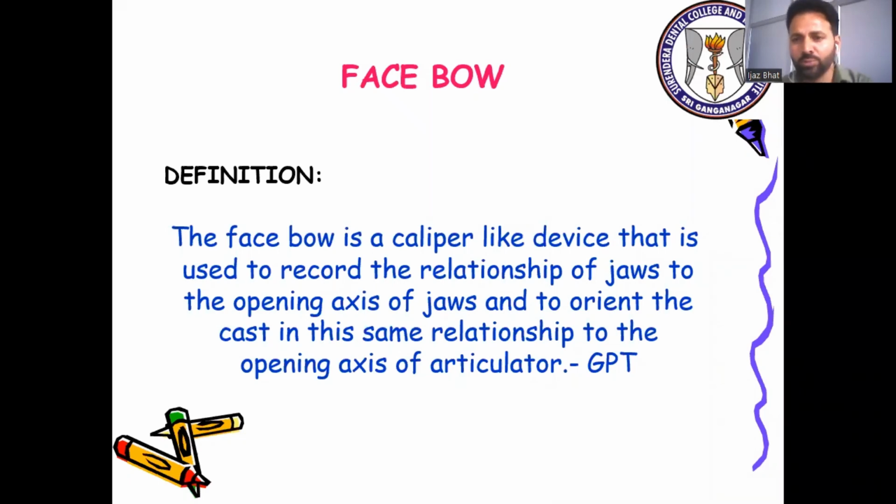Now, the instrument which is used to record the orientation jaw relation is the face bow. The face bow is a caliper-like device that is used to record the relationship of the jaws to the opening and closing axis of the jaws and to orient the cast in the same relationship to the opening axis of the articulator.